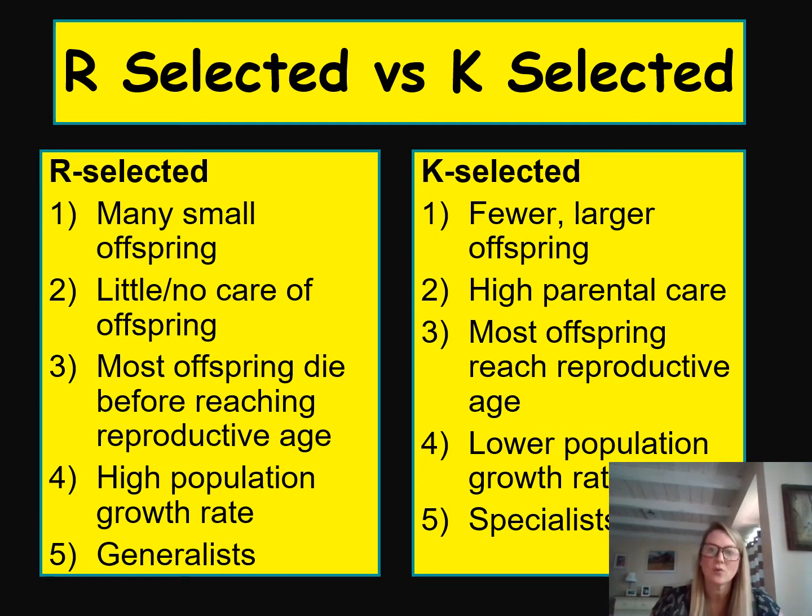K, on the other hand, is quite the opposite. So K-selected species tend to have fewer and larger offspring. They don't necessarily leave their offspring once they're born, so they tend to stay with them. Like for humans, I think it's expected that you stay with your parents until 18 years of age. Most of the offspring will reach their reproductive age. They tend to have a lower growth rate because they don't have as many births, and these tend to be the specialist species. So these are just the two general categories.